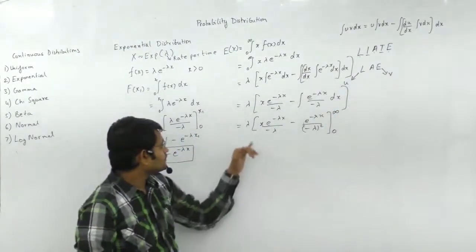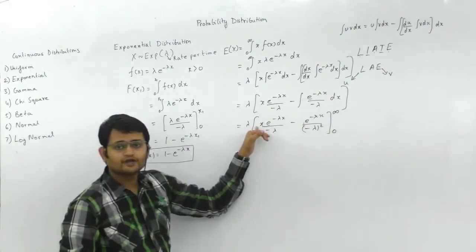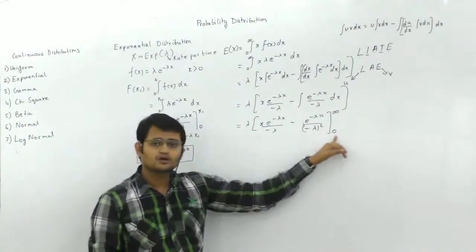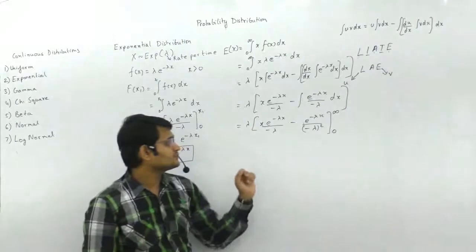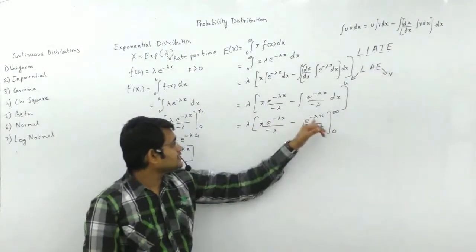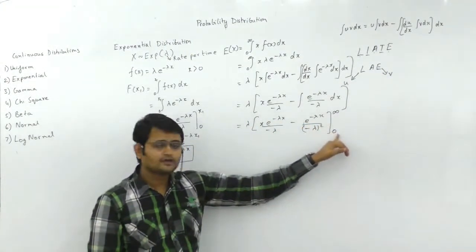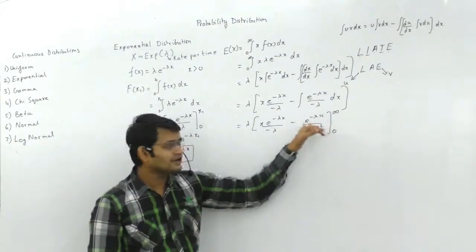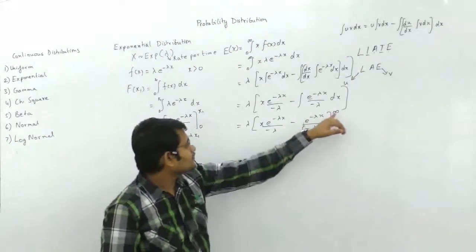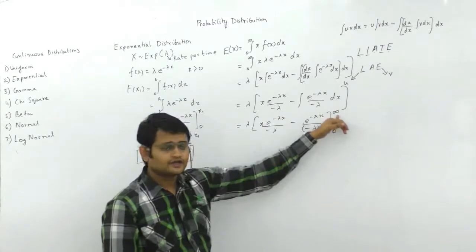So now first of all, in this first term, when I put x equals 0, I am going to get 0. When I put x equals 0 in e raised to minus lambda x, I get 1. But what happens when we put infinity?